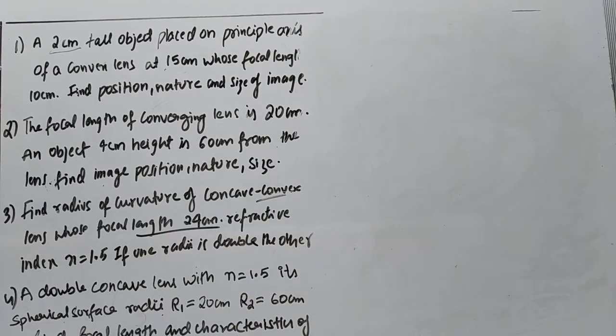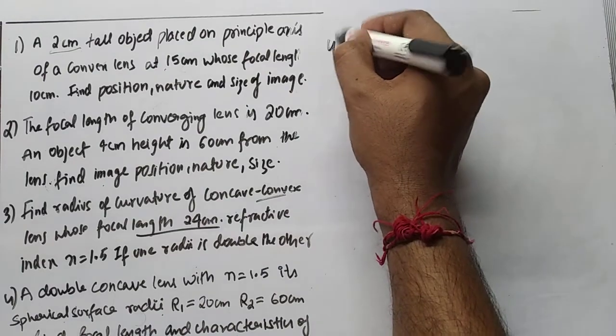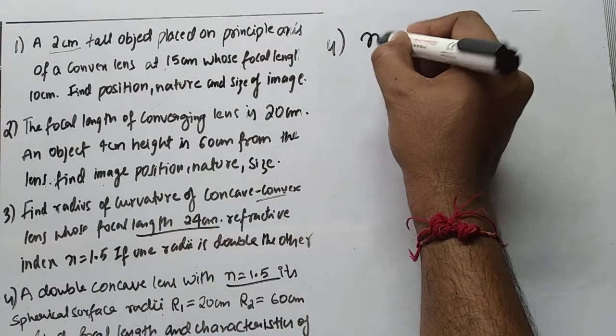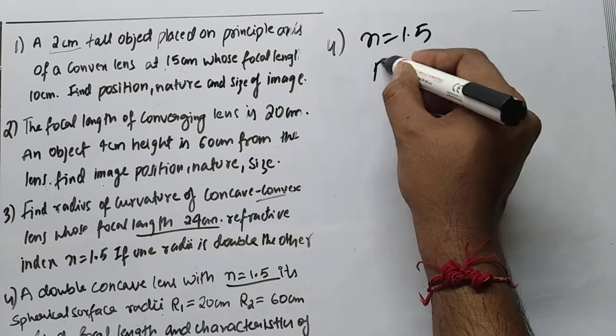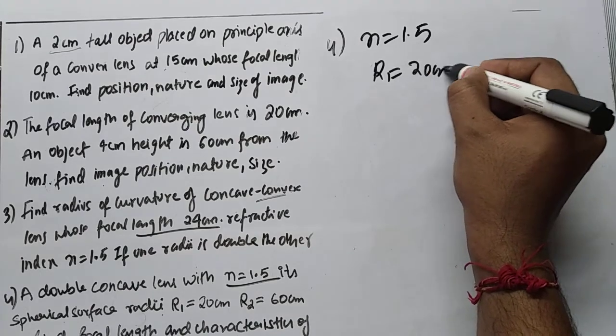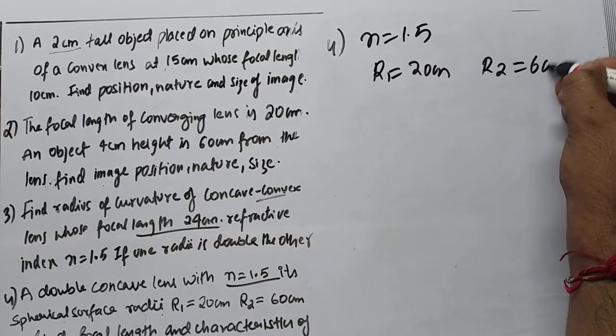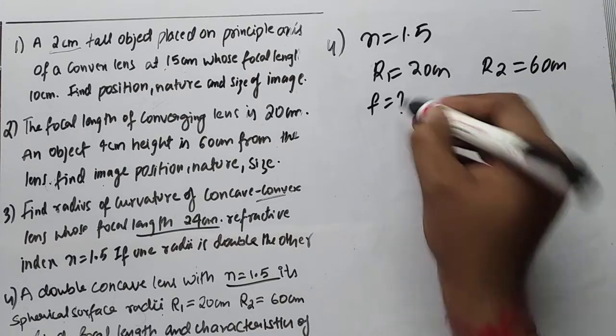Next, let me explain the second question, on the lens maker formula. This is the second last question. It says we have a double convex lens whose refractive index is given as 1.5. Let me write the solution. Fourth question. Here the refractive index n value is given as 1.5, R1 value is given as 20, and R2 is given as 60. He's just asking us to find the f value.